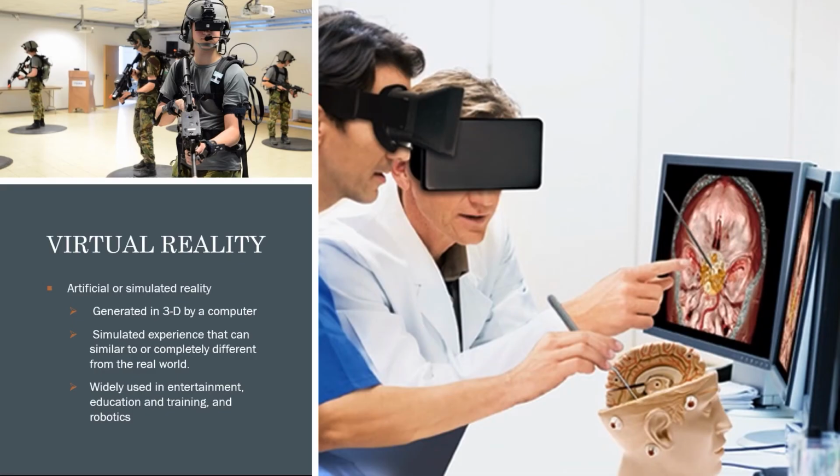First, I will discuss virtual reality. Virtual reality is an artificial or simulated reality. It is generated in 3D by a computer. The simulated experience can be similar to or completely different from the real world. That means you can create all the things the same as our world or just different from our world. Virtual reality is widely used in entertainment, education, training, and robotics.